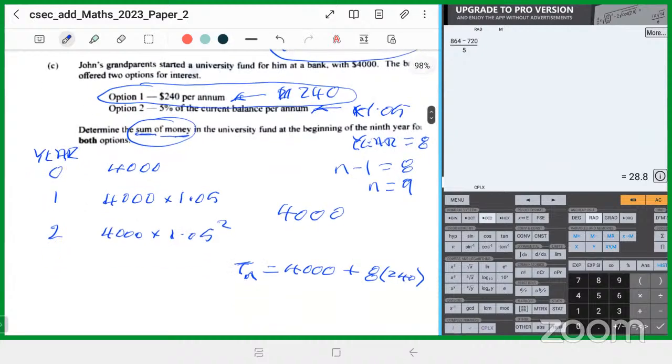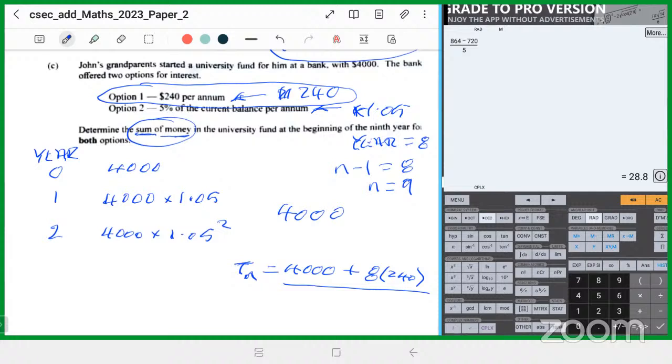At the beginning of the 9th year, you'd have added the 240 8 times, because you'd have added it for 8 years. So you start out with 4,000, and you'd have added this amount 8 times at the beginning of the 9th year. You'd have completed 8 years after you started. 8 years after you started, you'd have added that amount 8 times.